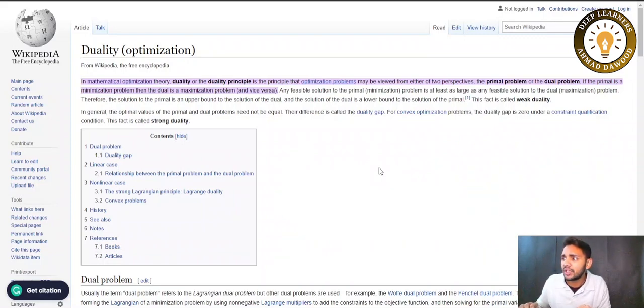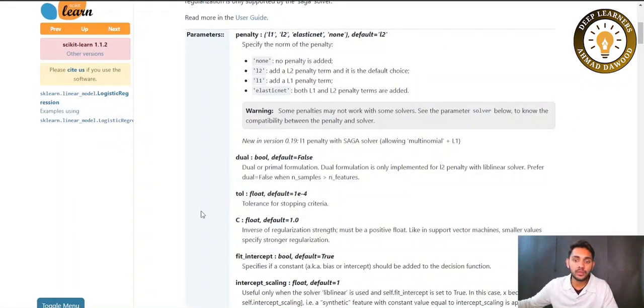So the duality principle is the principle that optimization problems may be viewed from either of two perspectives. One can be the primal problem and the other can be the dual problem. Okay, you can explore it, but it's not really necessary for now. In the case of dual, there can be two values for that parameter, true or false. By default it is false, and if you make it true, it means you are interested in solving your optimization problem by the duality principle.